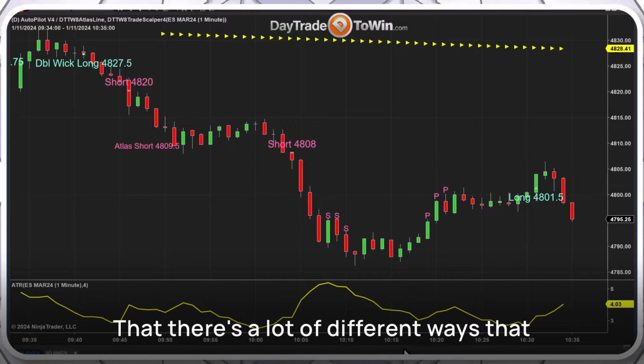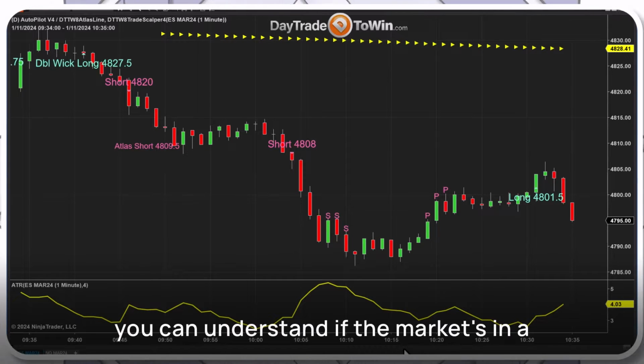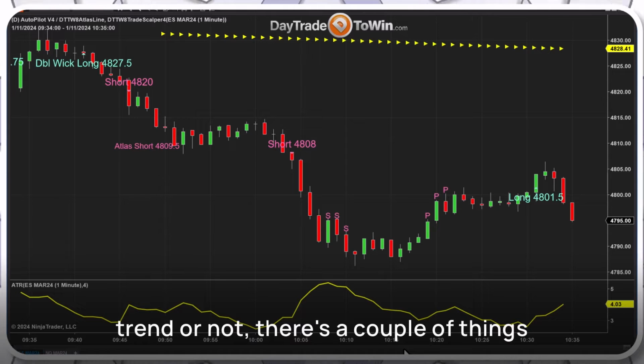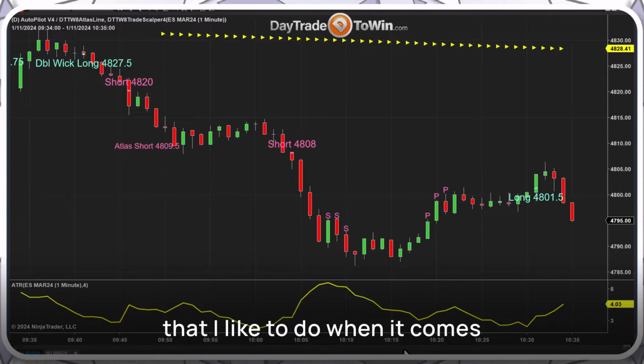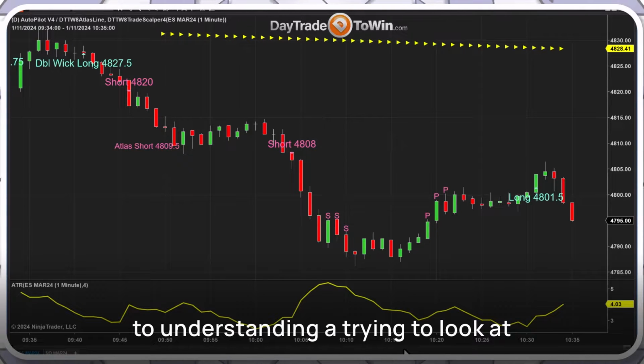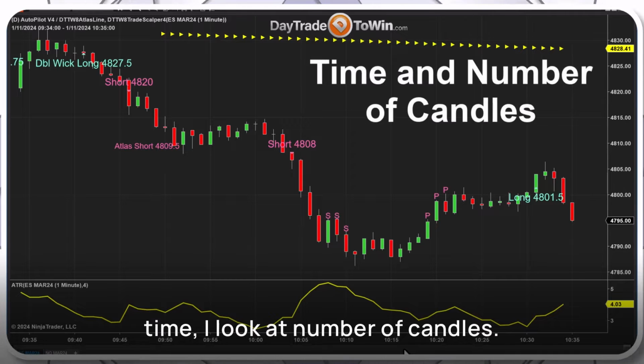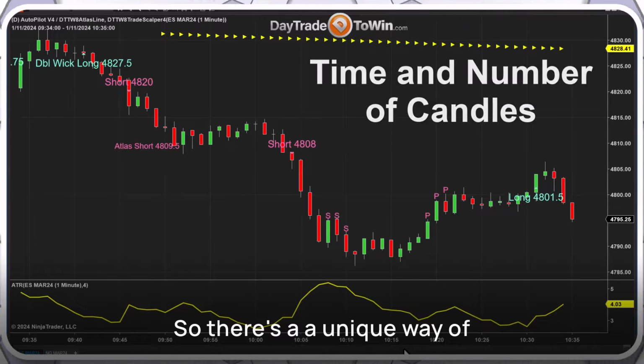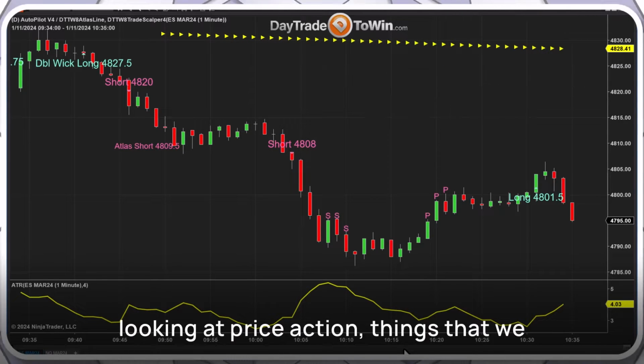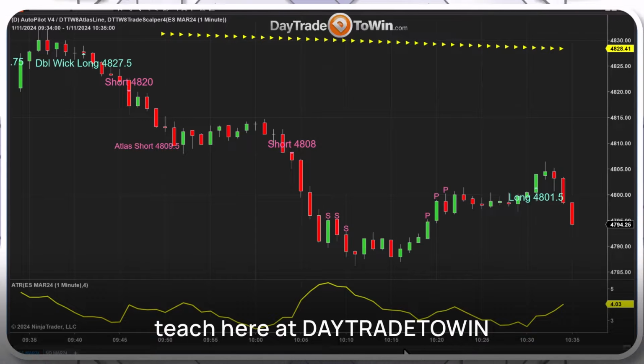Now there are a lot of different ways that you can understand if the market's in a trend or not. There are a couple of things that I like to do when it comes to understanding a trend. I look at time, I look at number of candles. So there's a unique way of looking at price action, things that we teach here at Day Trade to Win.